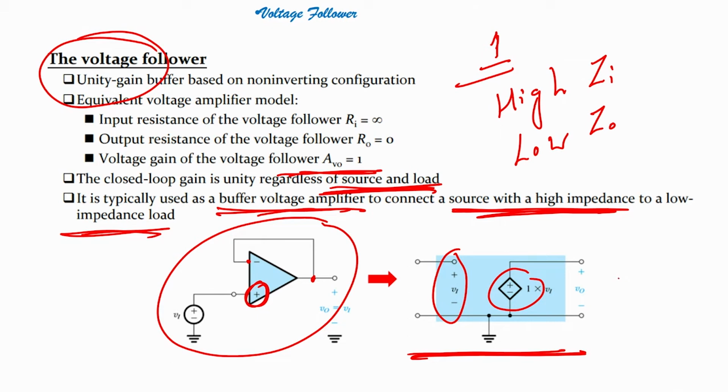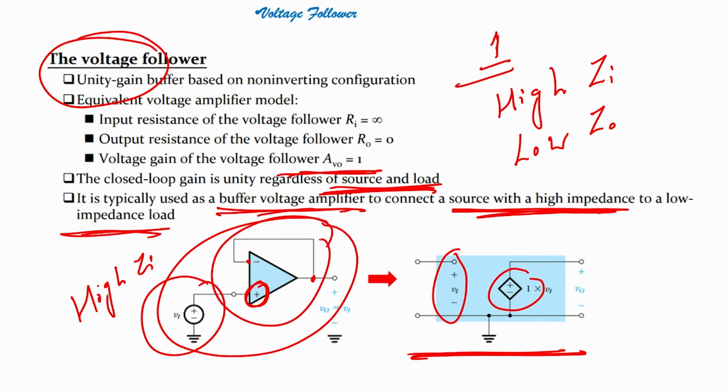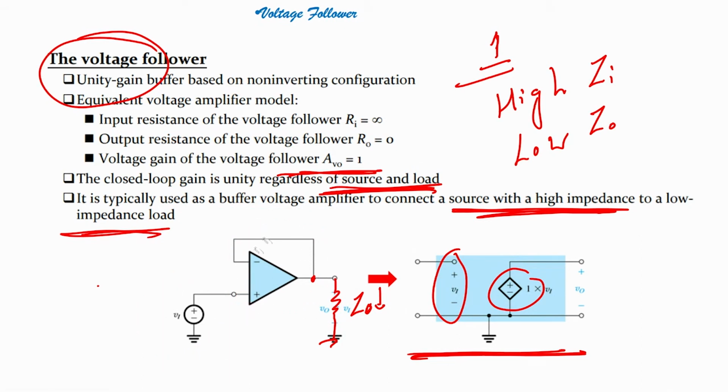That means that it can be connected to a source, suppose the source is this one, which has extremely high input impedance. Then we can connect the unity gain amplifier, and the load will have extremely low output impedance, a low impedance load.